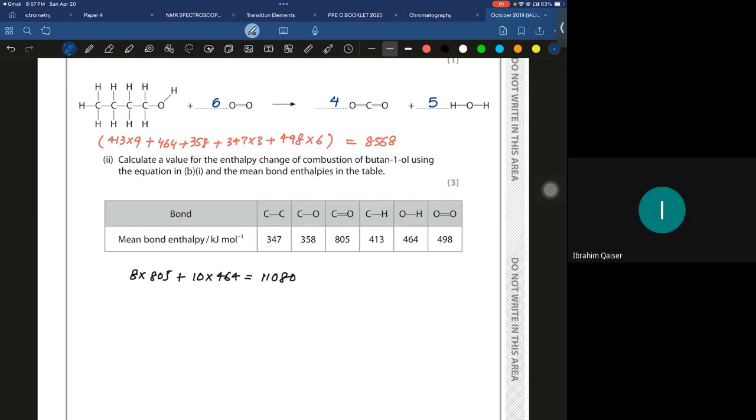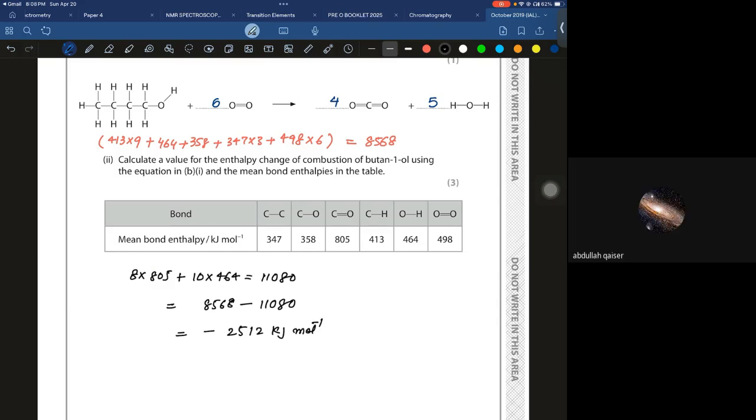Sir, for the 8 multiplied by 805, we have two C=O double bonds, right? So you have to do times 2 as well. I directly wrote 8 here. Okay, so 10,570. So then 8,568 minus 11,080, the answer is minus 2512. That's the answer.